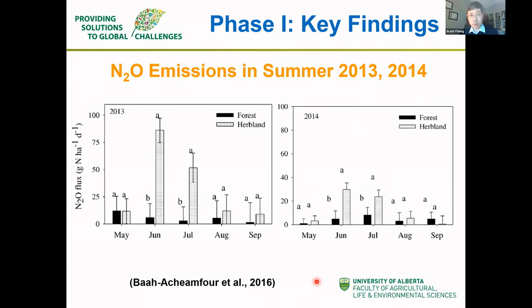Here, in terms of the nitrous oxide emission, the key message is that in the middle of the growing season, after the fertilizer application, we see a flash of nitrous oxide emission coming from the herbland because of the fertilizer application, while in the forest land use, there obviously was no fertilizer application. So that resulted in the greater nitrous oxide emission in both 2013 and 2014.